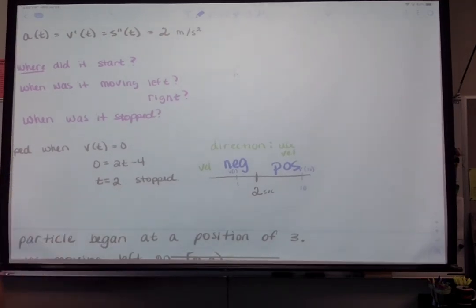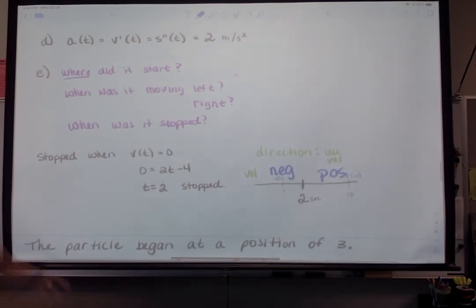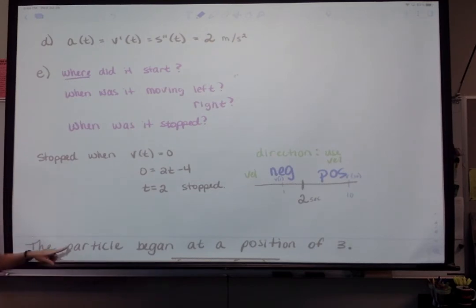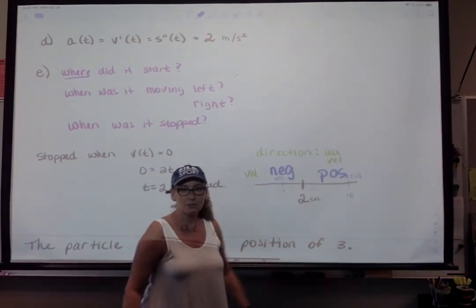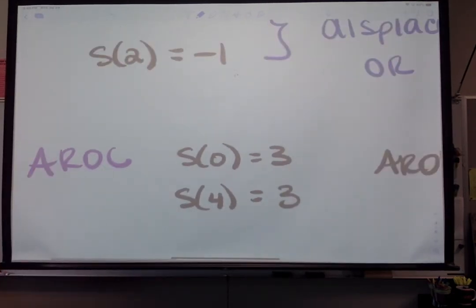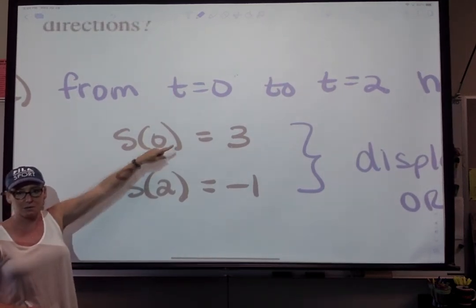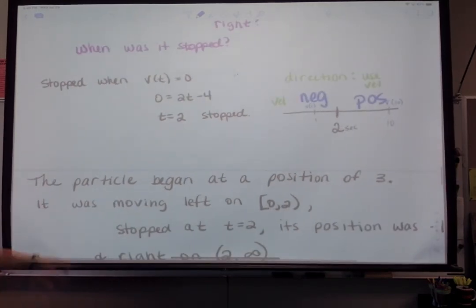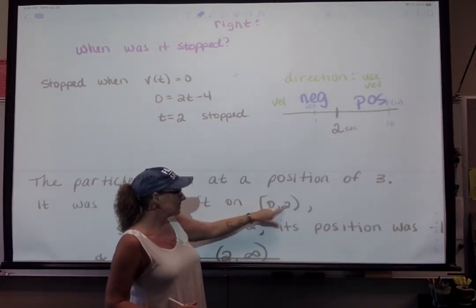Okay, so here is my answer to all of this, part E. Ready? I believe the particle began at a position of 3. And just in case you don't know how I know that, I found it right here. Particle began at time 0 at a position of 3. Okay, there we go. I think it was moving left from time 0 to time 2.